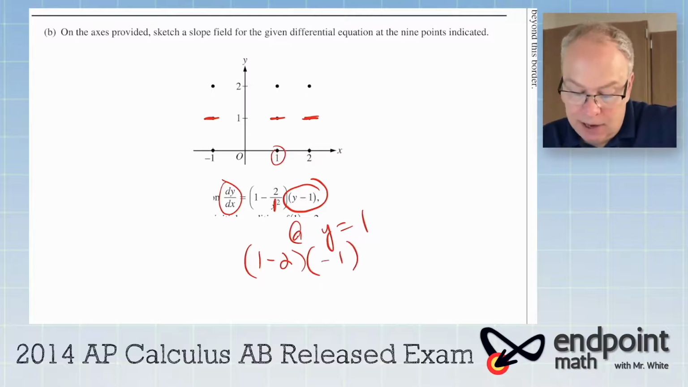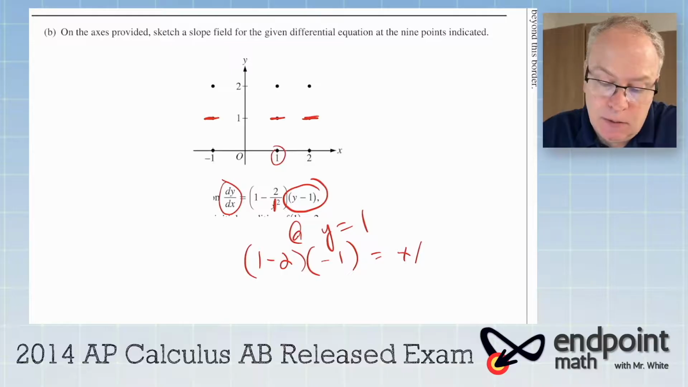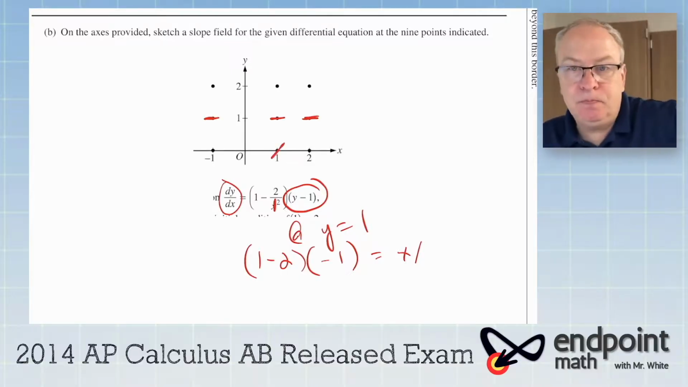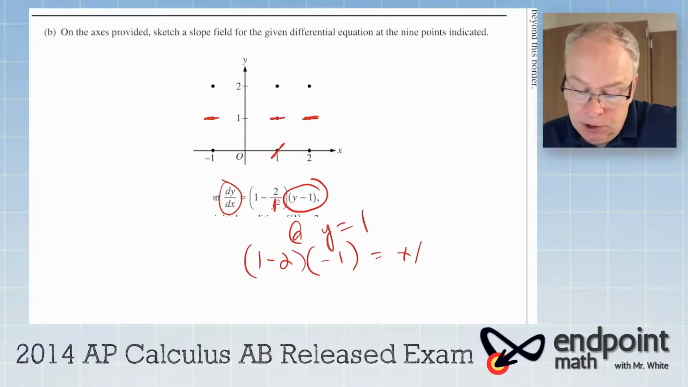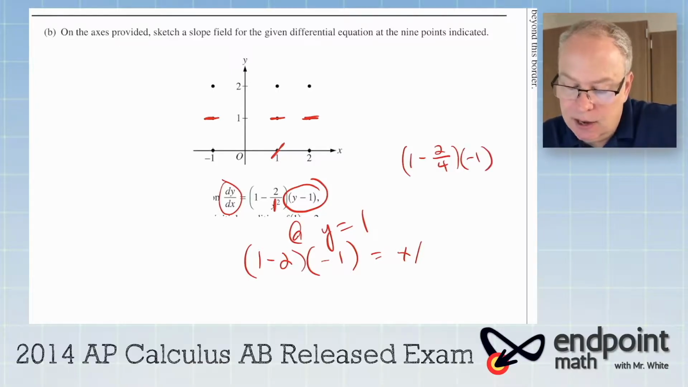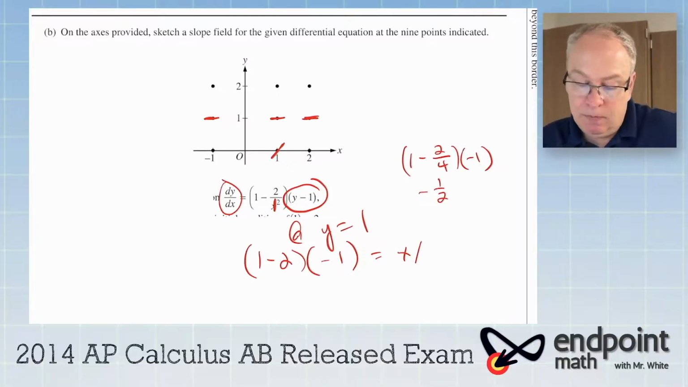That would end up being negative 1, so that would be positive 1. So right here, let me erase my circle, we would put a positive 1. Now let's plug 2 in for x, and y is still 0, so 1 minus 2 over 4, we're still going to get a negative 1 here. Okay, so that would be negative 1/2.